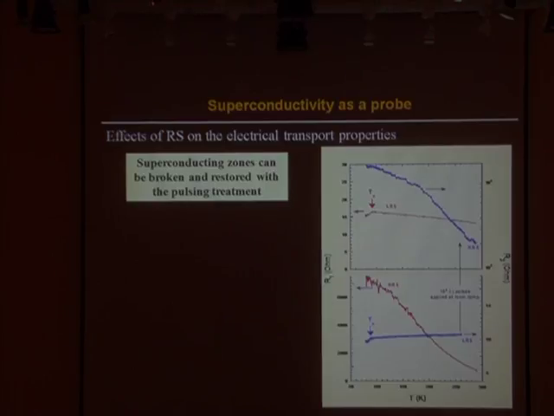Here I can show you also the transport properties. Here we have the resistance of the contacts as a function of temperature. So you can follow the resistance of the contact that is in the low resistance state, and here is the other contact that is in the high resistance state. And what is interesting is that this contact is metallic, and you can see the superconducting transition of YBCO there.